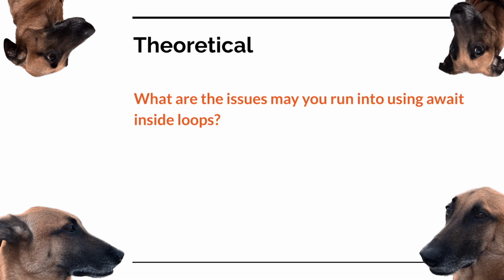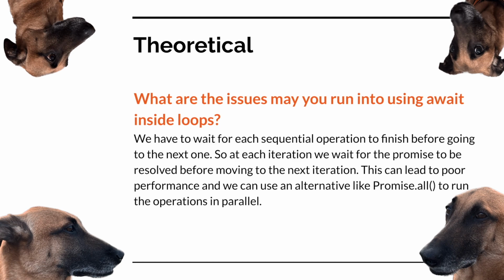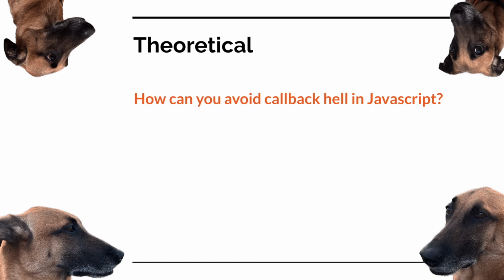What are the issues you may run into using await inside of loops? So we have to wait for each sequential operation to finish before going to the next one. So at each iteration, we wait for the promise to be resolved before moving on to the next one. This can lead to poor performance, and we can use an alternative like Promise.all to run the operations in parallel.